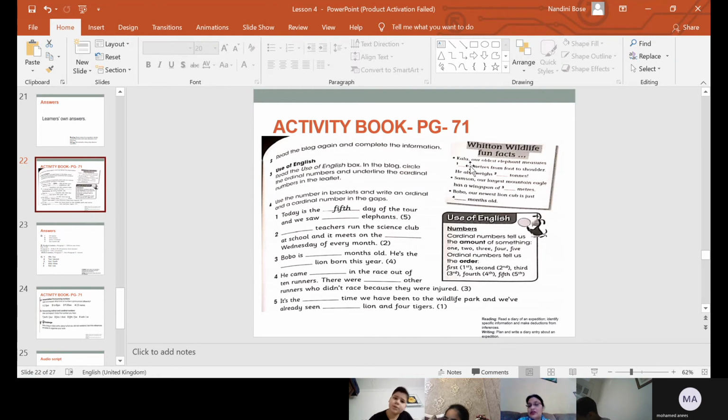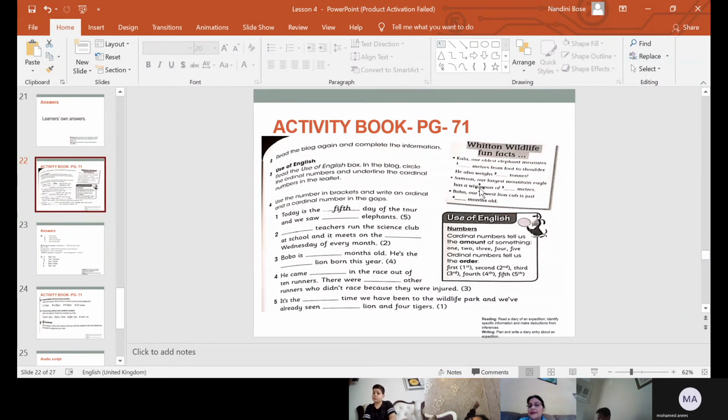Everybody got it correct? Yes. Muhammad, tell me the second one. He also weighs dash tons. How many tons? What is the number? Amin, tell me the number here. Number two. He weighs about... 3 tons. Three tons. Amin, are you there, Amin? Can you speak, please?